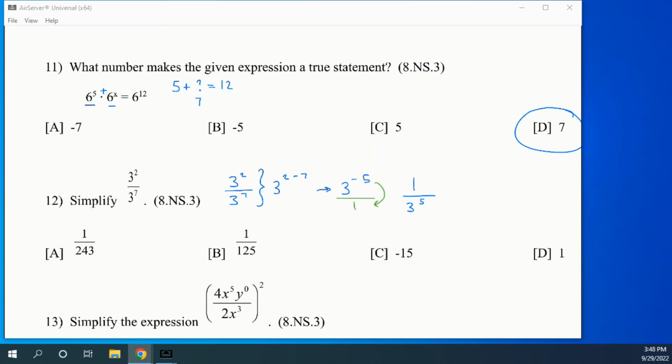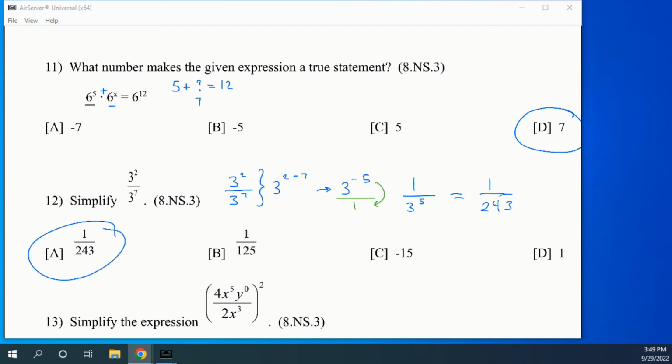And looking at my solution choices here, the 3 to the 5th power is not a choice, but remember, 3 to the 5th power means 3 times itself 5 times, which will give me 243. 1 over 243, so that would be A. Okay, A is what we're looking for there.